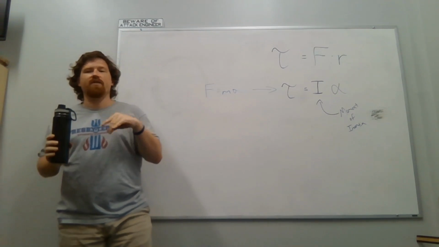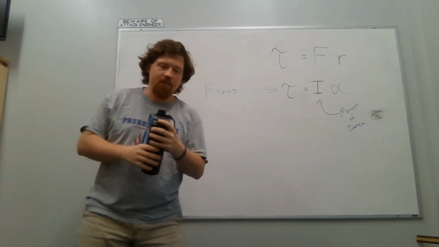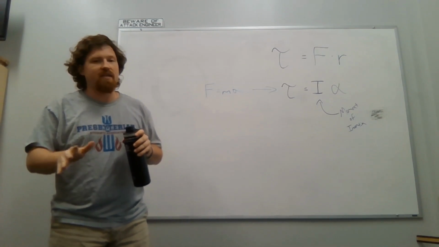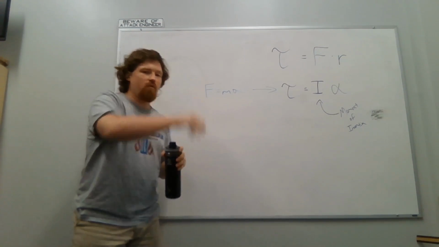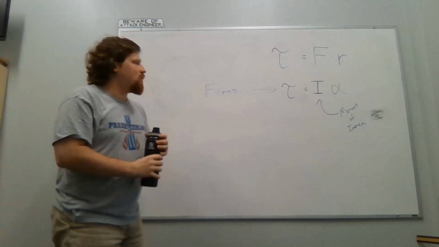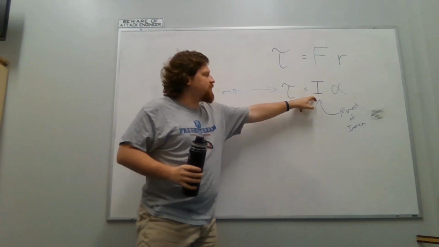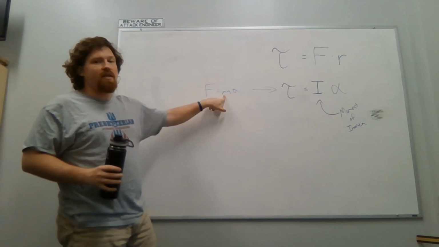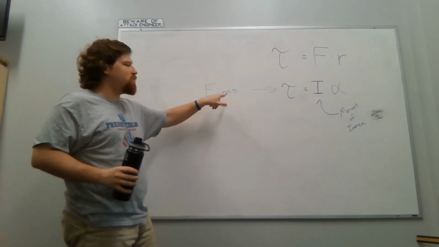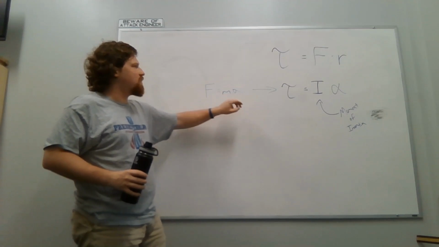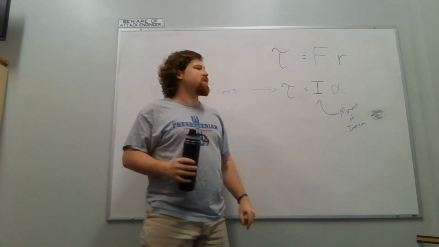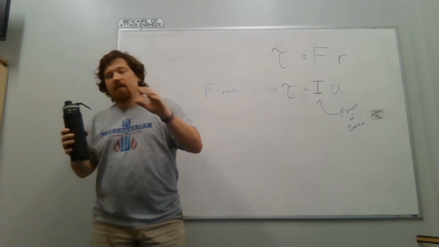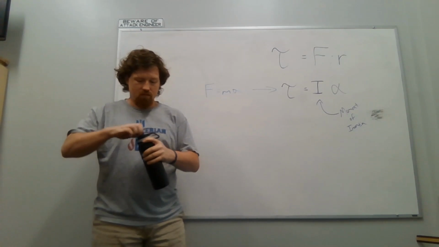For most objects, there's lots of different ways you can make them spin, and every single object has a different tendency to spin in a different way. And so, moment of inertia is the angular counterpart to mass. Mass linearly represents an object's tendency to keep moving in straight lines. Moment of inertia represents an object's tendency to rotate and to keep rotating in specific ways.